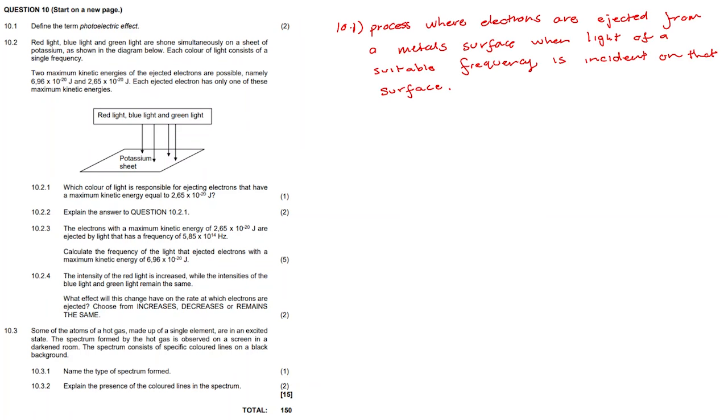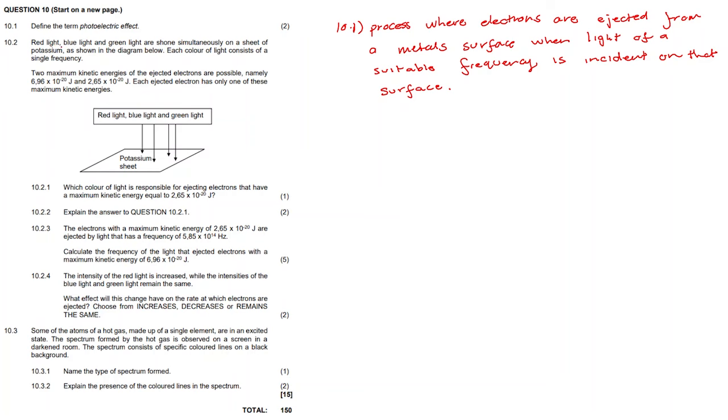Question 10.2. Red light, blue light, and green light are shone simultaneously on a sheet of potassium as shown in the diagram below. Each color of light consists of a single frequency. Two maximum kinetic energies of the ejected electrons are possible, namely 6.96 times 10 to the negative 20 joules and 2.65 times 10 to the negative 20 joules. Each ejected electron has only one of these maximum kinetic energies. Question 10.2.1. Which color of light is responsible for ejecting electrons that have a maximum kinetic energy equal to 2.65 times 10 to the negative 20 joules?